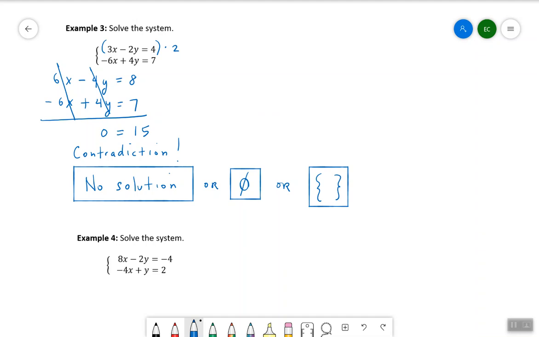And furthermore, it's worth making a couple of observations. We should remember that the lines are parallel and that the system is inconsistent.